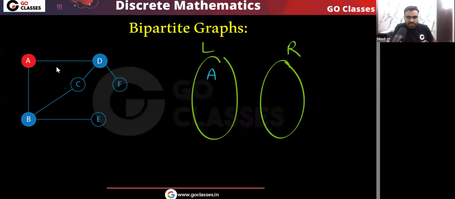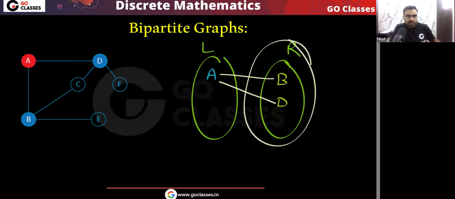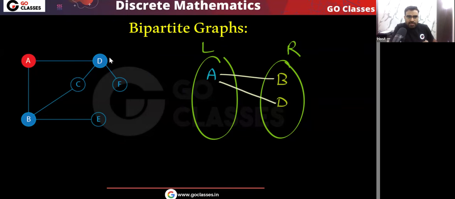Now if I'm putting this vertex A here, then definitely vertices B comma D I should put in the other part, because there is an edge between AB and there is an edge between AD. Next, where should I put this vertex C? I cannot put C in the part with D, because C comma D are adjacent. So definitely I will put vertex C in this part, because A comma C are non-adjacent. So everything is fine.